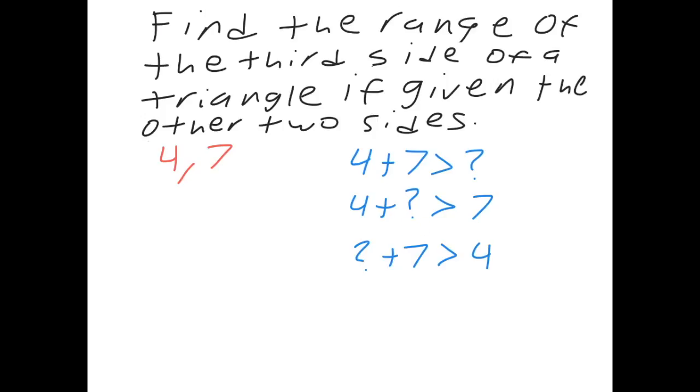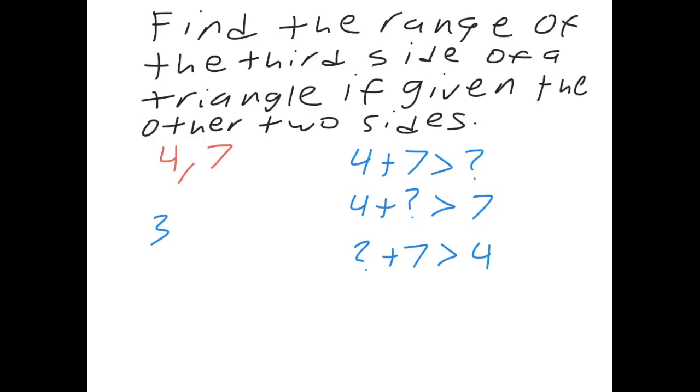So if we look at 3 for a possibility, 3 would make it so it's equal to 7. So anything bigger than 3 would make it greater than 7. Okay, so that means that every number we have has to be greater than 3.